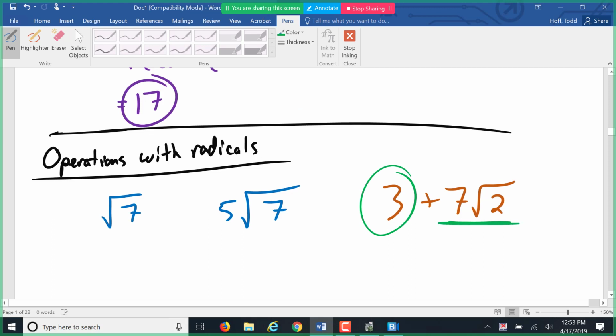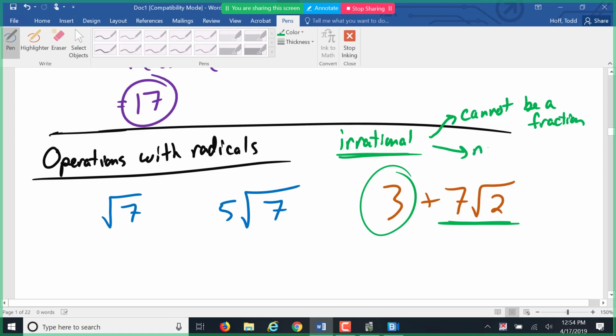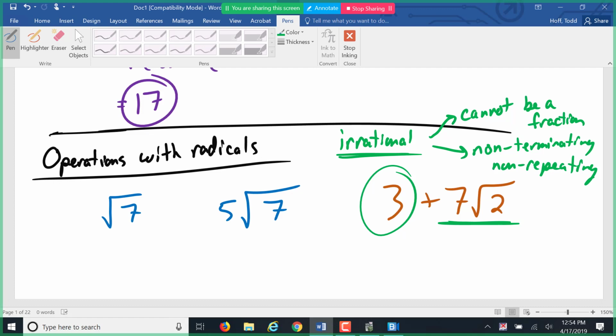Remember we said any root that doesn't come out exact is what we call irrational. There's 2 ways to define irrational. One is irrational, it cannot be expressed as a fraction. Or the other way to think about it is it's a non-terminating, non-repeating decimal. So if you calculate it out as a decimal, it never ends and it never repeats in a pattern.